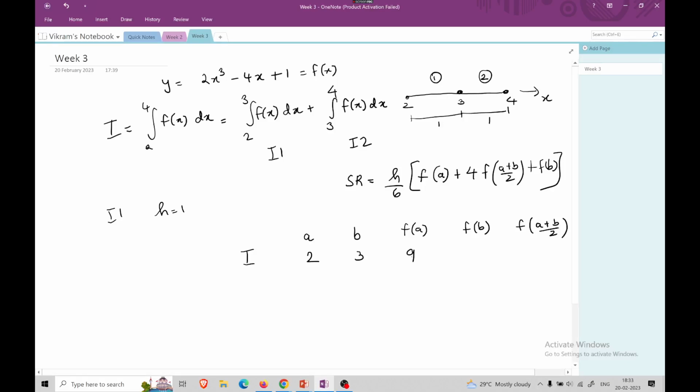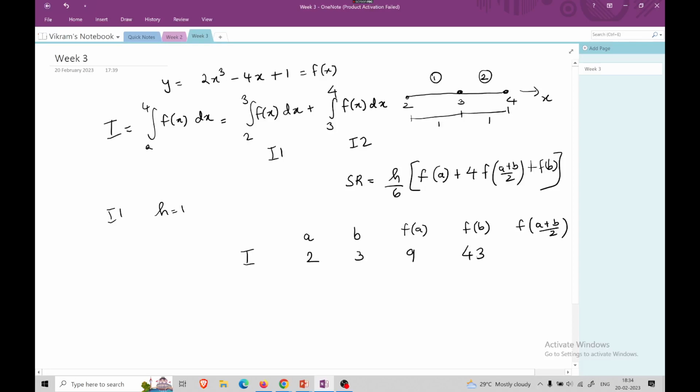What is f of b? F of 3. 3 cube is 27, into 2, which is 54, minus 4 into 3. So 54 minus 12, which is 42, plus 1, 43. So now f of (a plus b) by 2.